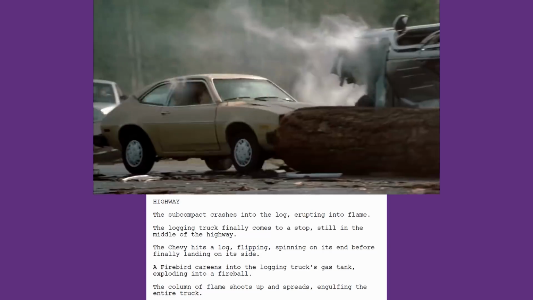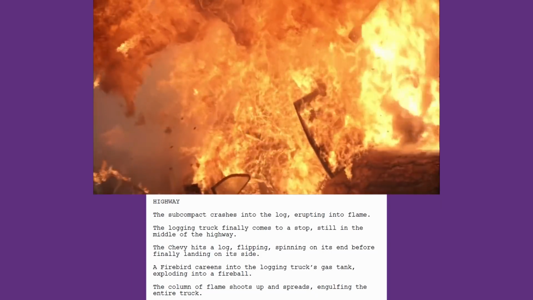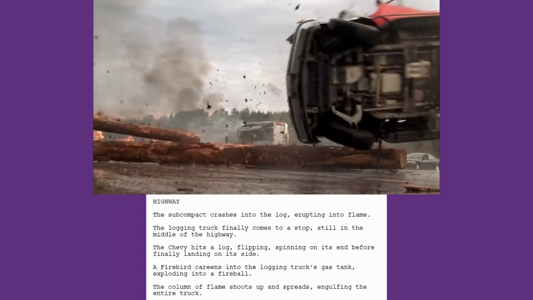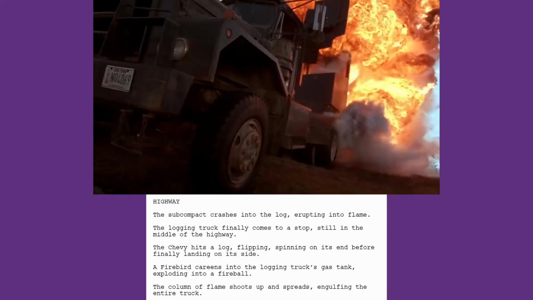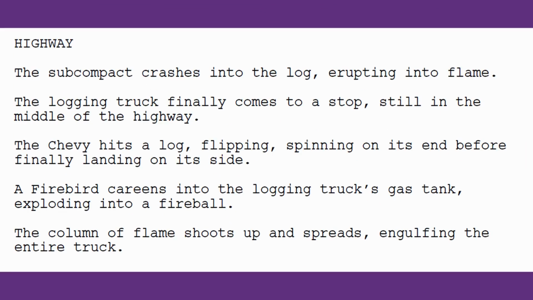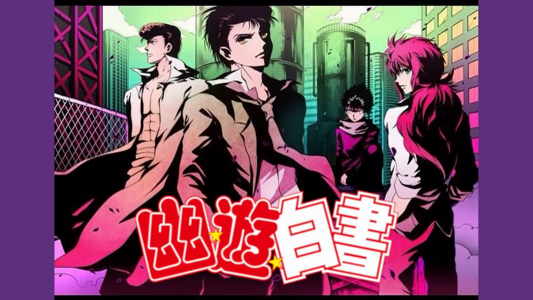Like in this sequence, where the action cuts from the subcompact to the logging truck to the Chevy to the Firebird and finally back to the logging truck. I felt this kept the action as clear as possible while letting my diction do the work of conveying the chaos of the scene, with words like erupting, spinning, and careens. Now let's tackle Yu Yu Hakusho.